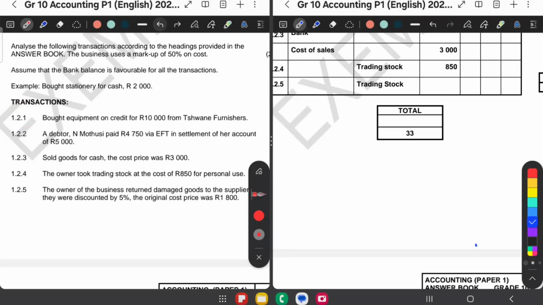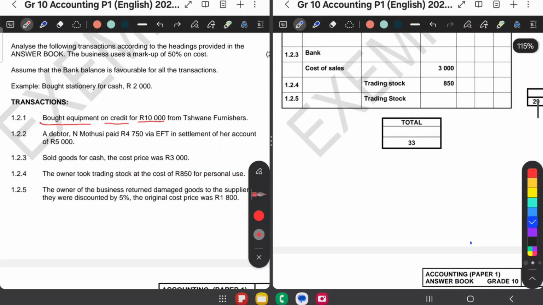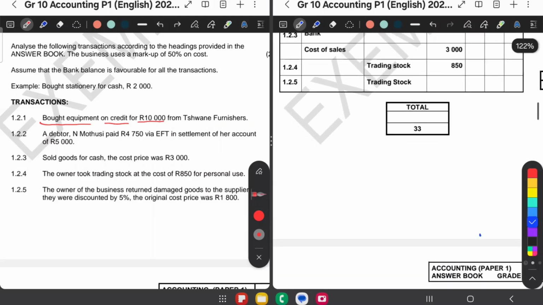1.2.1 says we bought equipment on credit for 10,000 Rand from Twanes Furnishers. What I'm going to do is make my notes here. First, let's quickly draw this.